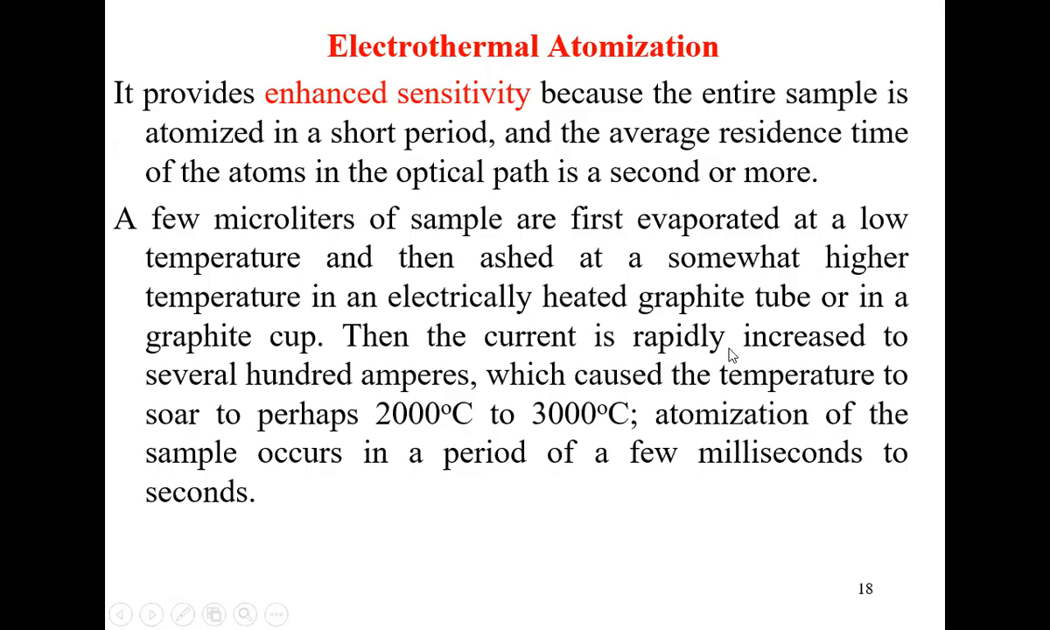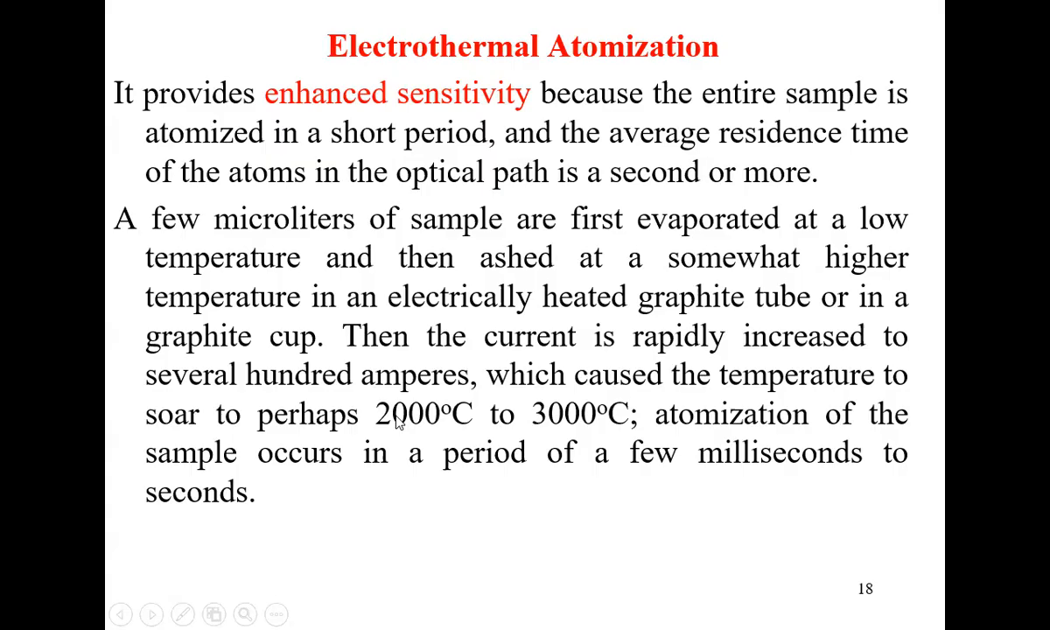Then the current is rapidly increased to several hundred amperes, which causes the temperature to soar to perhaps 2,000 to 3,000. Remember the numbers that we gave, 2,600 to about 3,100. Sometimes it can go to 3,500, okay? So unlike flame AA, what temperature do we use? If you flash back on what we have talked about, if you remember, we gave this table last time. Doesn't it depend on the oxidant and fuel you use? Yes, but what is the rough temperature range? 3,000-ish. Can be 3,000, yes, around there.